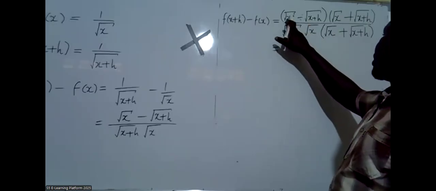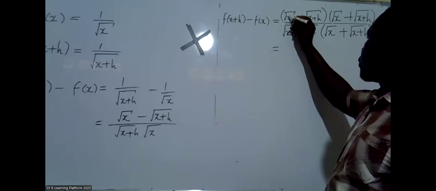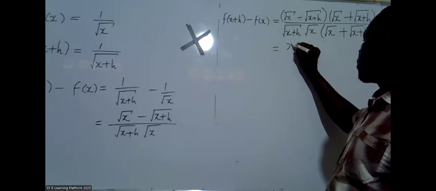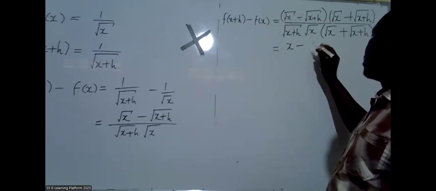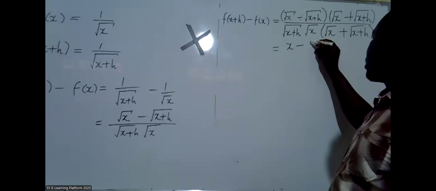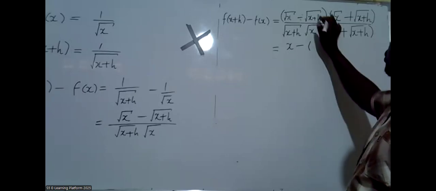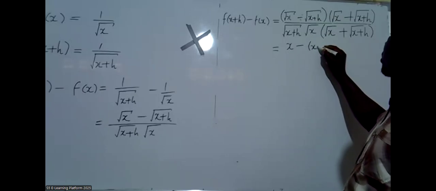Now, being a difference of two squares, we said just square the first one. When you square root x, you'll get x. Minus, since these are two variables, put brackets. When you square this, you'll get x plus h.